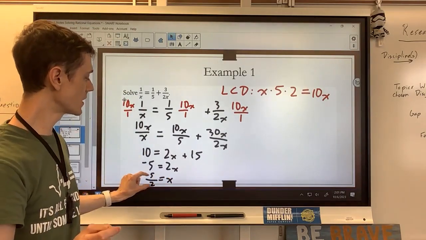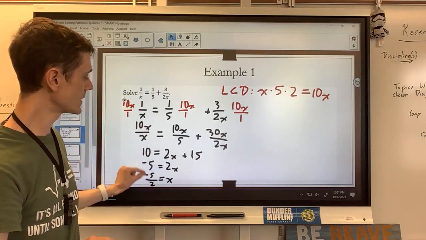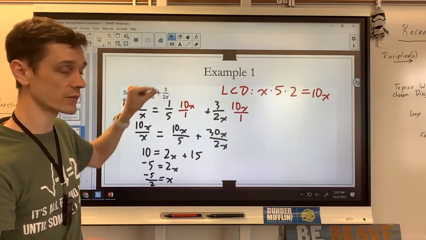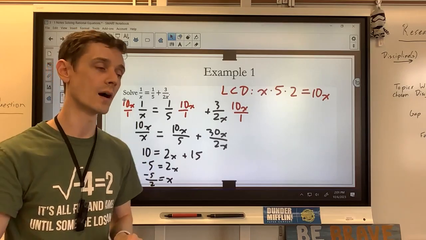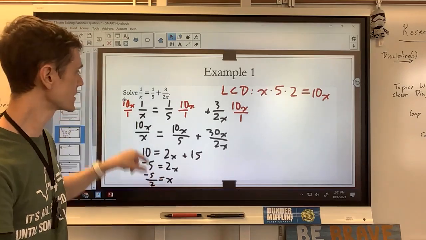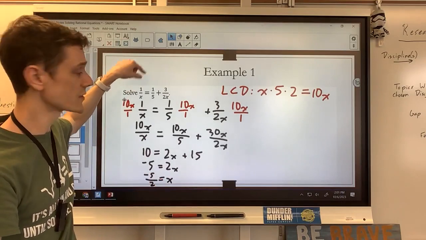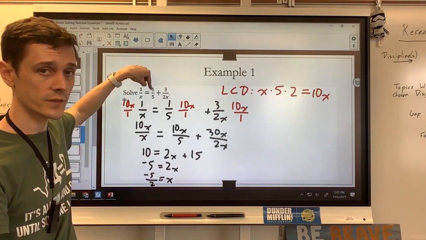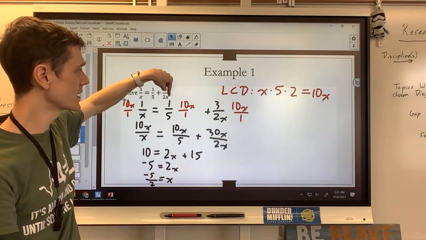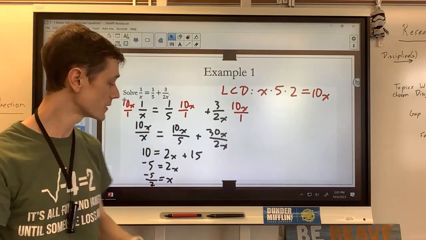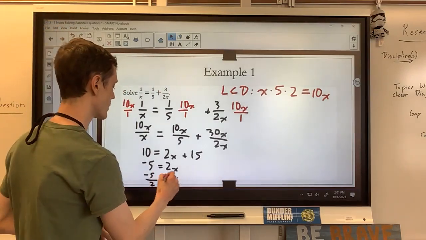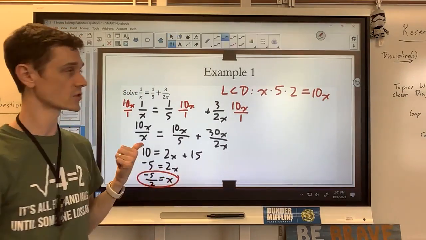So the next step would be to imagine what happens when I plug that -2.5 into my original fractions. All I'm really looking for is to see if any of them will end up being a denominator of 0. In this case, -2.5 by itself is not 0. There isn't even anything to plug into on this fraction, so that one's fine. And over here, -2.5 times 2 would be -5, so that didn't equal 0 either. So that is my answer. We have my solution to the rational equations.